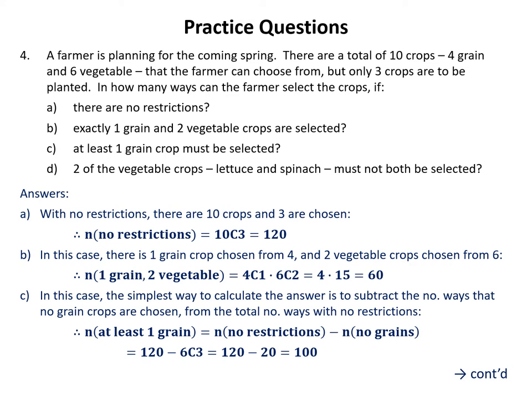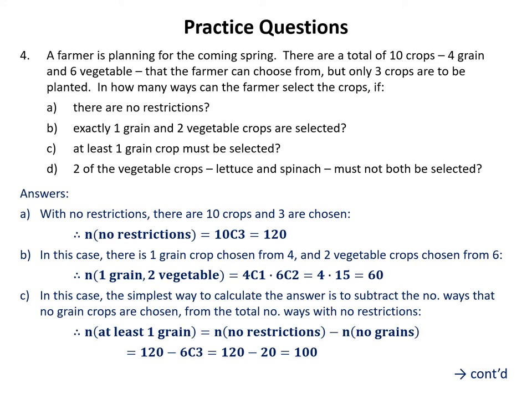So the first thing we see here is that we are selecting crops from available ones, and there's no reference to any arranging of the crops that are selected. So order doesn't matter. So for all of the parts of this problem, we use combinations; these are combinations problems.